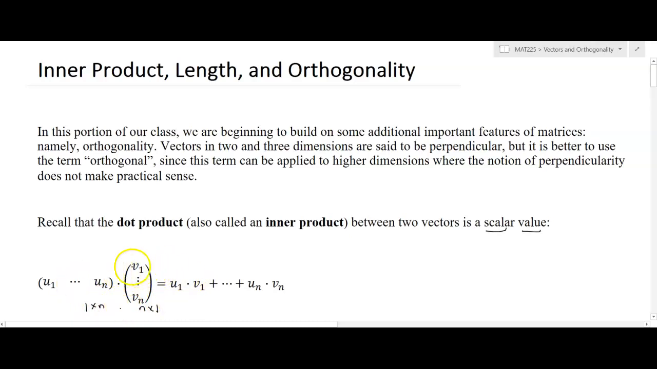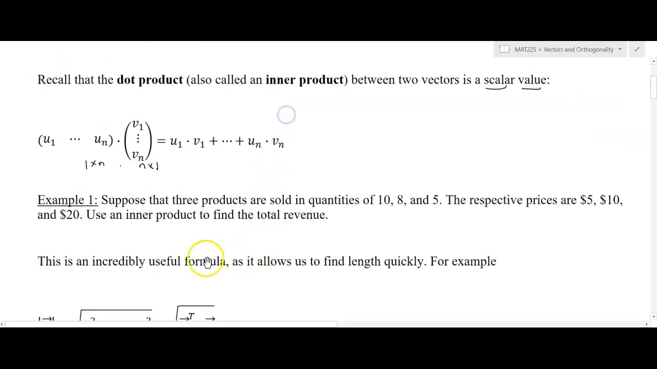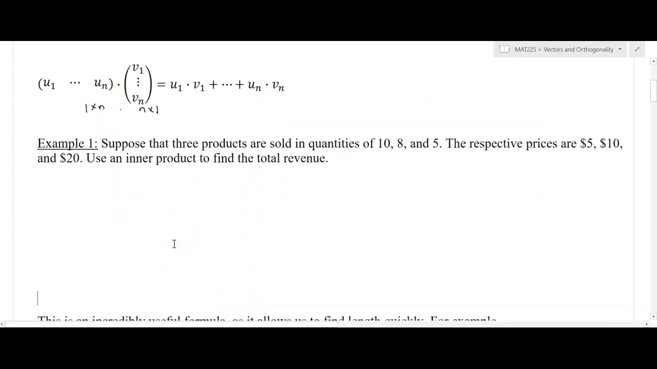And the result is taken by multiplying the first component of the first vector with the first component of the second vector, and then all the way up to the last component of the first vector with the last component of the second vector. And you sum those results together. So here's an example where suppose we have 3 products that are sold in quantities of 10, 8, and 5. The respective prices are $5, $10, and $20. Use an inner product to find the total revenue.